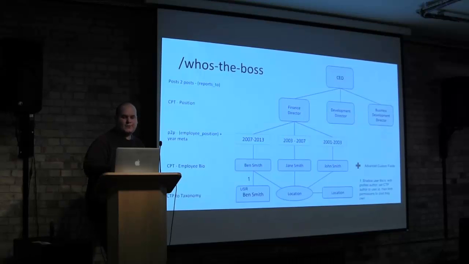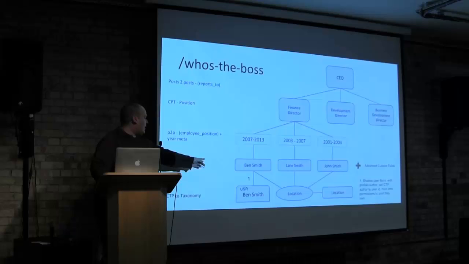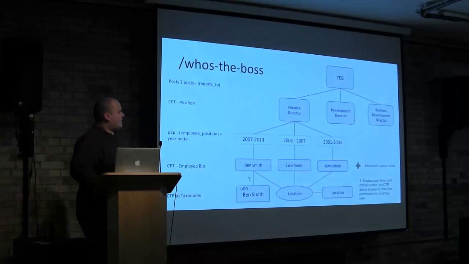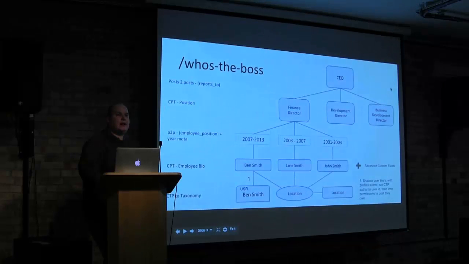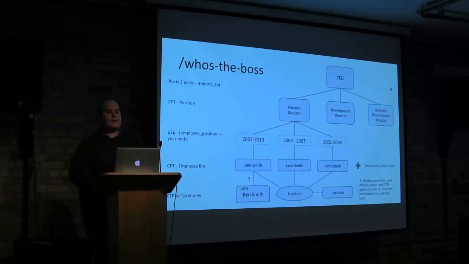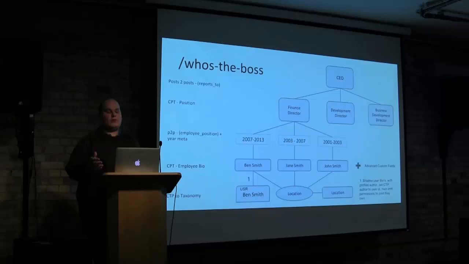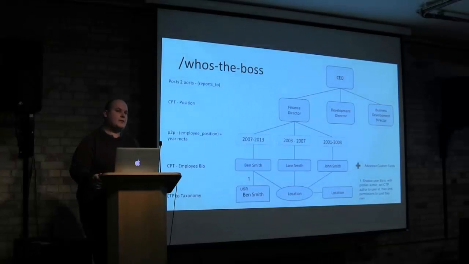So moving down, so we've got the users, and this bit here, Ben Smith, Jane Smith, John Smith. Now they're custom post types with advanced custom fields associated with them. So that we can use the featured image as an image of them, or we can file a brief bio, any number of historical facts, or anything really.